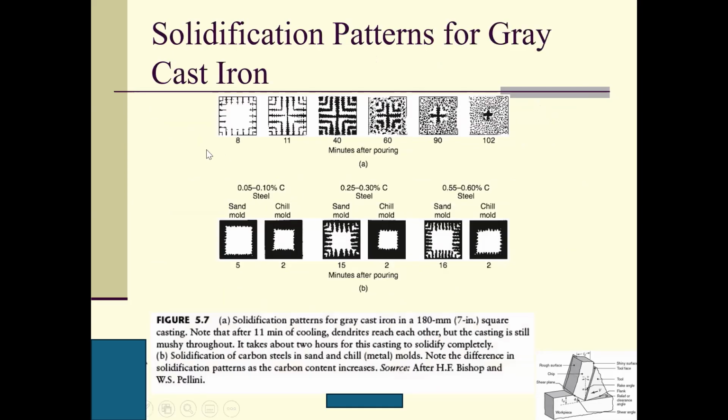This is called a dendrite. This dendrite also has what we call dendrite arms. You want to see here: this is one dendrite arm, a second dendrite arm, and a third dendrite arm. Generally speaking, we call the whole thing a dendrite, and each of the branches are called dendrite arms.